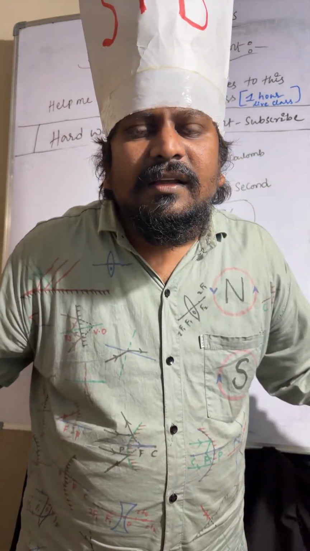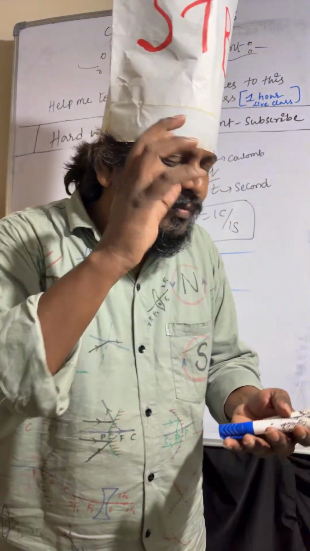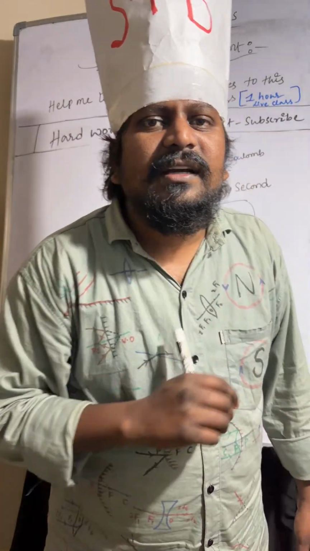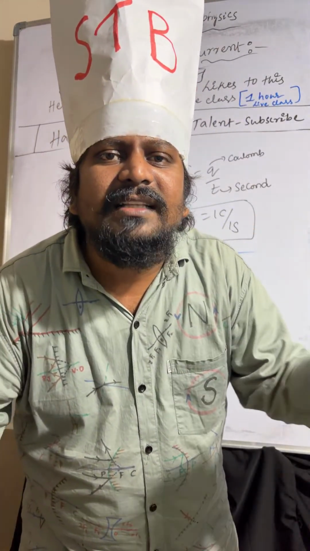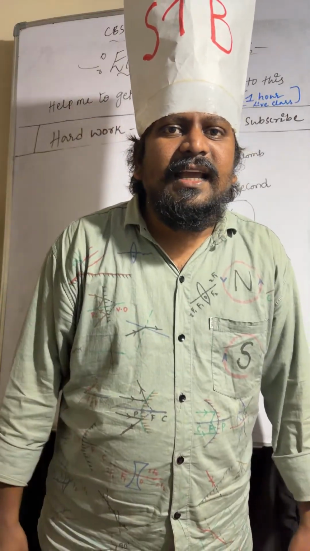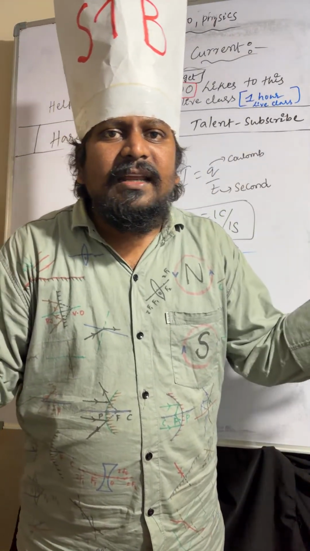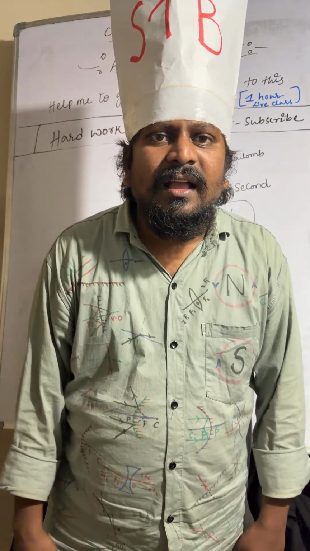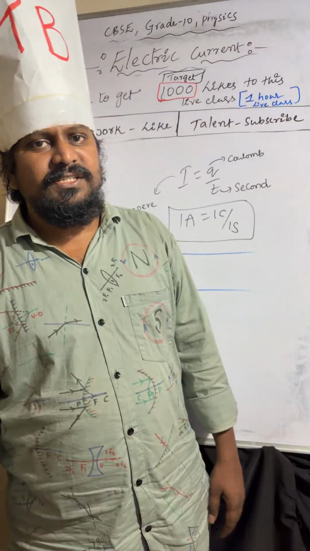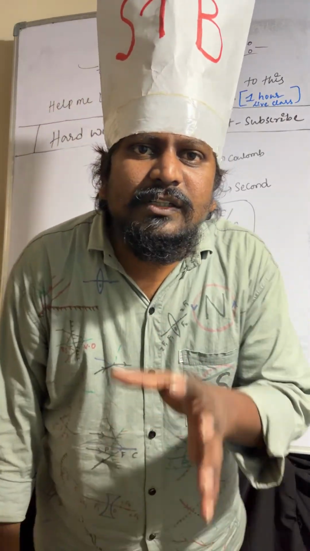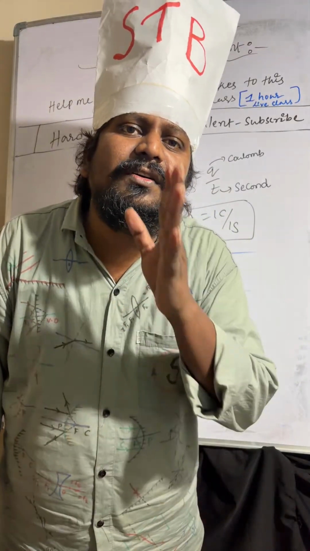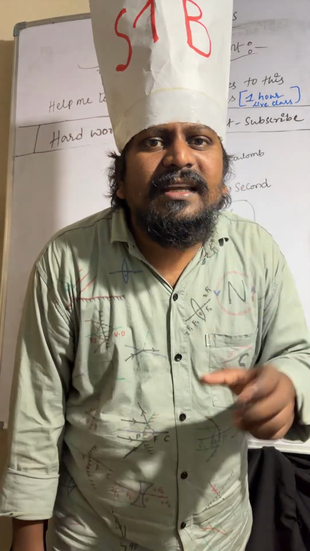When a large number of charges are moving in the conductor, then only we can say current is flowing. Q equal to quantization of charge, that is equal to plus or minus any.